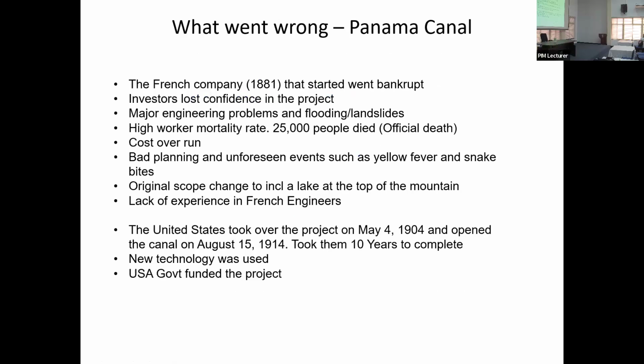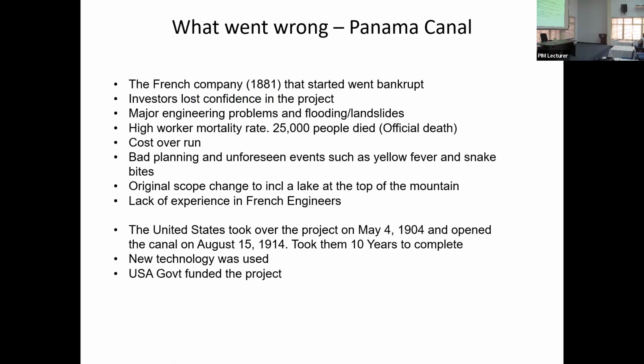So in this particular case, you can see the French company started it. It went bankrupt. Investors lost confidence in the project, so then there were no funds. Major engineering problems and flooding, landslides, which they didn't predict. And high worker mortality. So 25,000 people died and they said this is not good. That's to stop. Cost overrun, our biggest issue, which is what we are going to look at today.